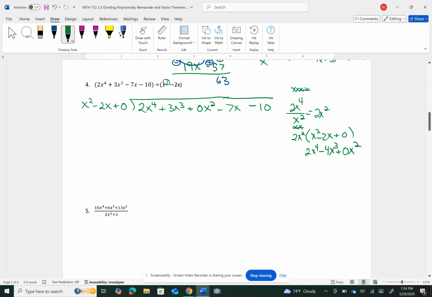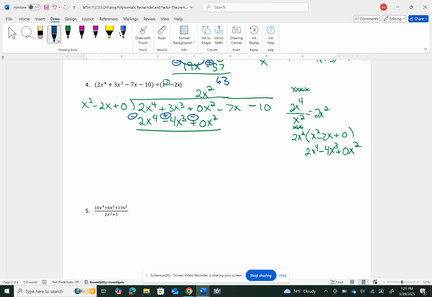All right? So I divided and got a 2x squared. So I'm going to put it above where the squared term is. When I multiplied, I got a 2x to the 4th minus a 4x to the 3rd, and then a 0x squared. Now I'm ready to do that subtraction step. So I'm going to change the signs. Since I'm subtracting that whole polynomial, I'm going to distribute the negative, and then I can add straight down.